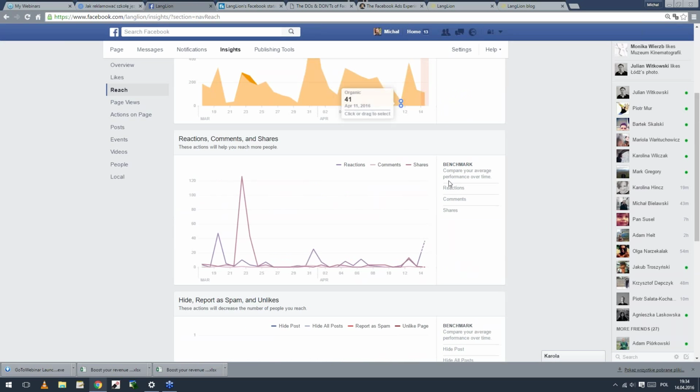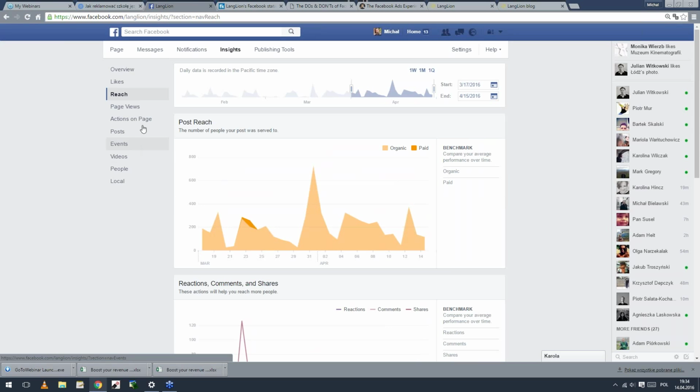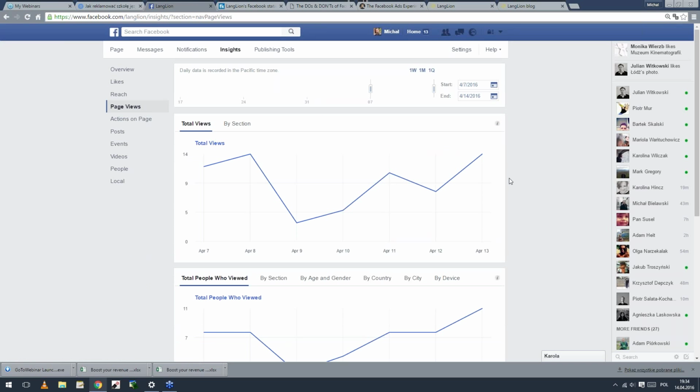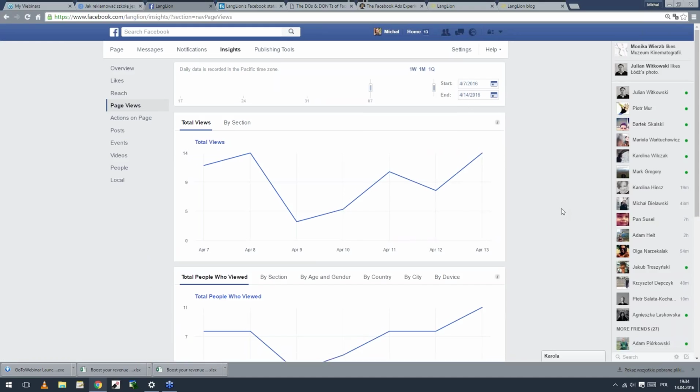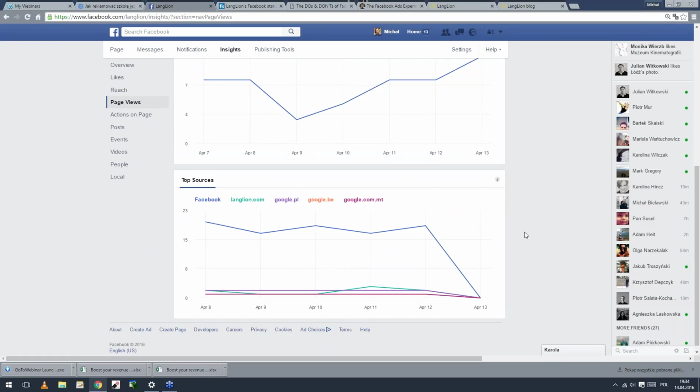Reactions, so how many likes there were, how many shares, how many comments about your posts, so you can learn something. Okay, for example, we can also see the page views, from when till when, how many people visited us, and from where they were redirected. This is another very important thing.